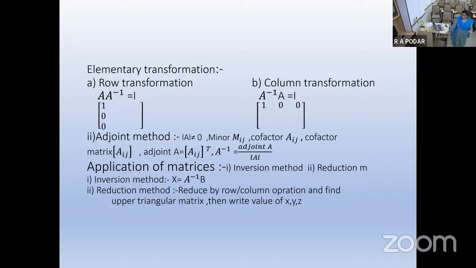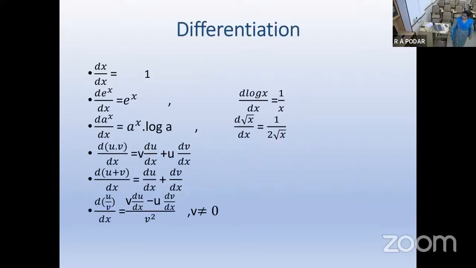Then second reduction method, again same reduction यानी reduce कर तो कौन सी मेथड आती है, रो या कॉलम ऑपरेशन में. In this method, you can just find upper triangular matrix and then write your equations, and from that equations you find x, y, and z. Okay, in such way we apply inversion or reduction method in matrix. This question also come for 3 or 4 marks.